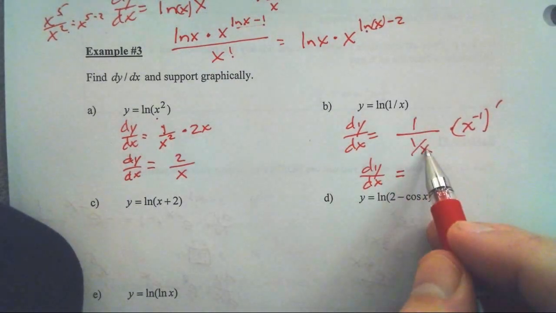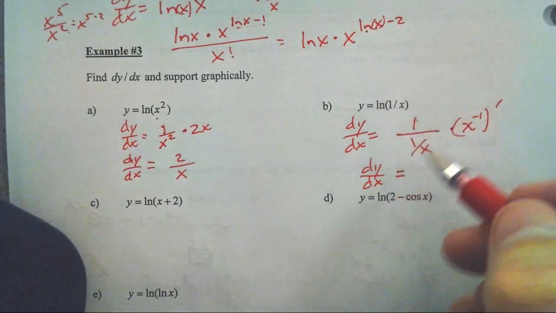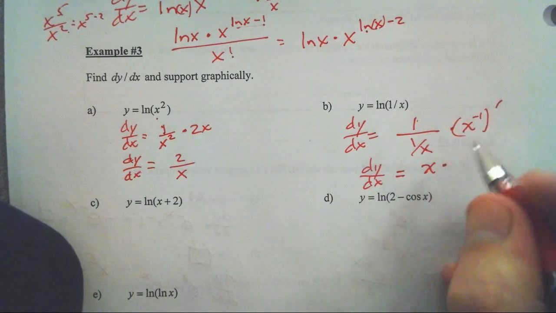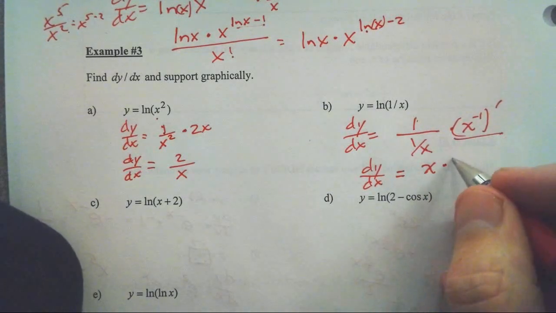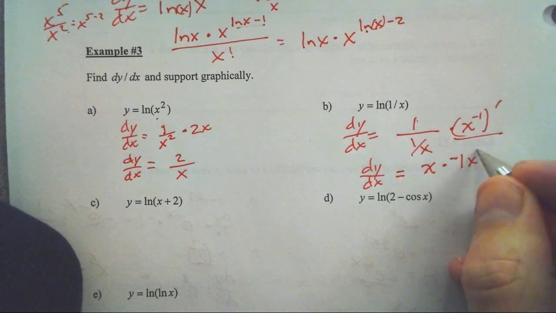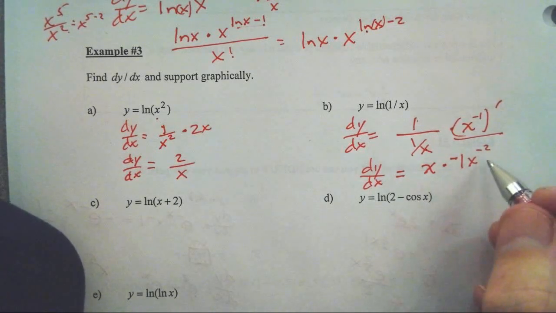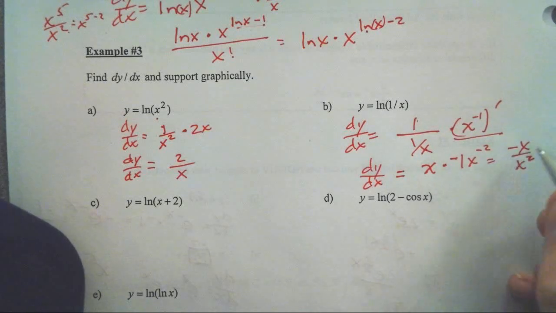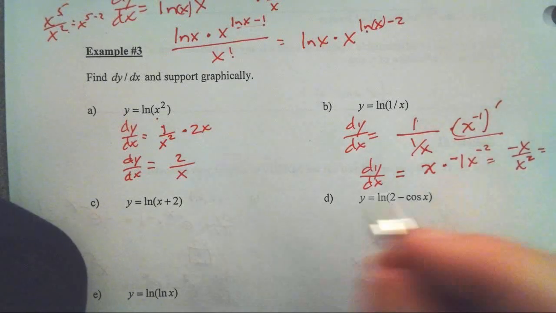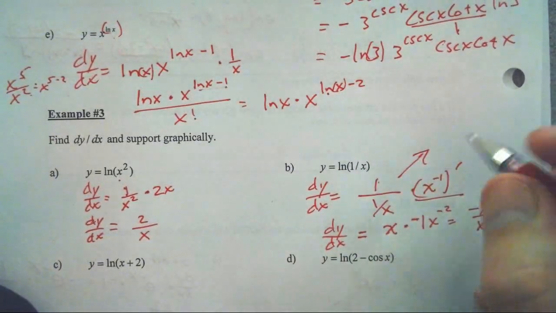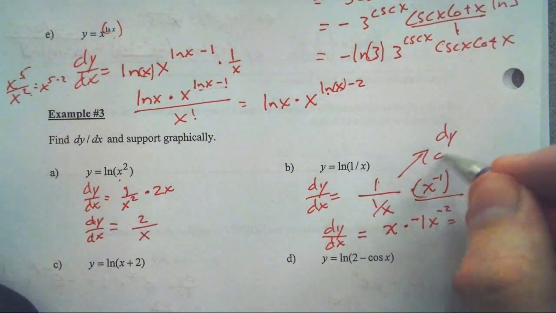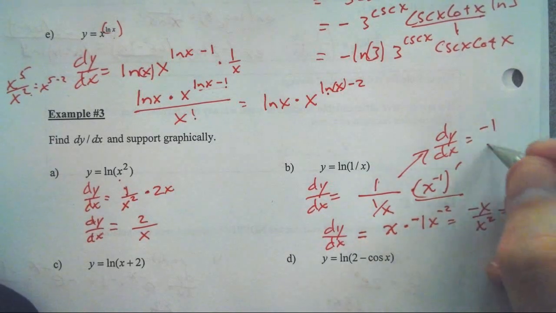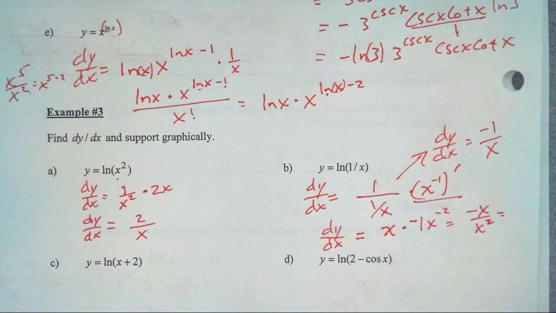So what do we get? 1 on x, flip and multiply, becomes 1 times x on 1. This is just x, times, I still have to take this guy's derivative, negative 1 x to the negative 2nd. That equals negative 1x on x squared, or I'm going to put it back up here, sorry. I get dy dx, negative, one of the x's cancels, and I get negative 1 on x. Okay.